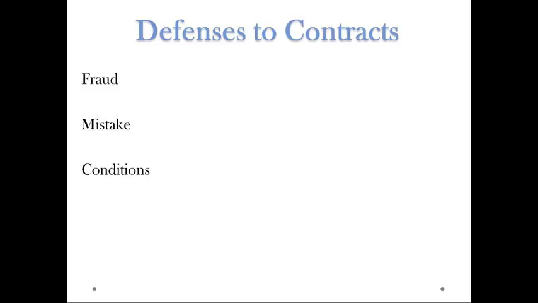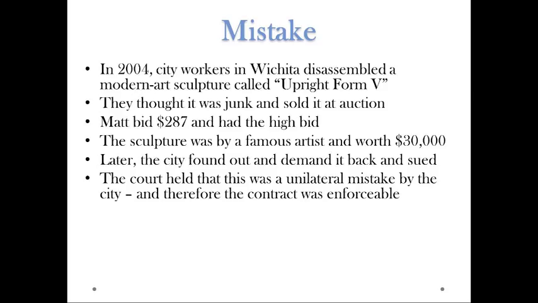But let's talk about mistake, and we'll talk about some other kinds of defenses as well. Here's the memorization part about mistake. A unilateral mistake, general rule, is not a defense to an enforceable contract. Unilateral, again, means one party. A mutual mistake, meaning both parties were mistaken about a fact, is a defense to a contract. The best way to explain this is through example.